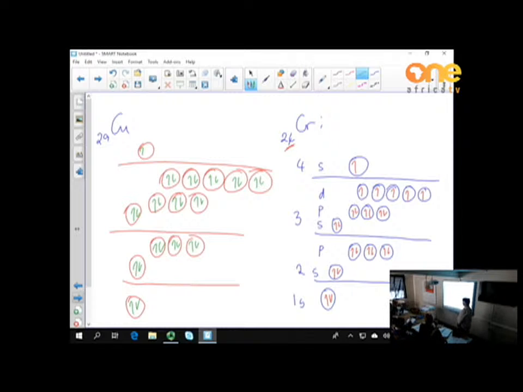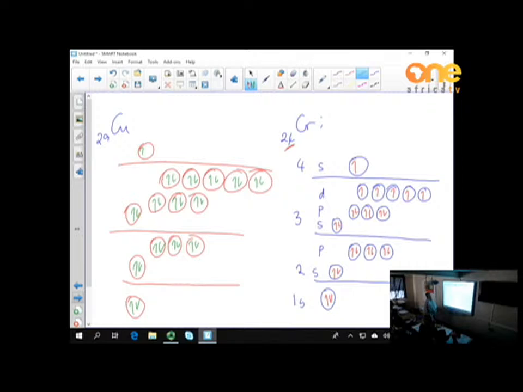Okay. It's only chromium and copper that do this. Normally it will fill up the s sublevel. Chromium and copper, no, they will first go up to that one, and then they will come and fill up that one. And then it goes to the p. All right.